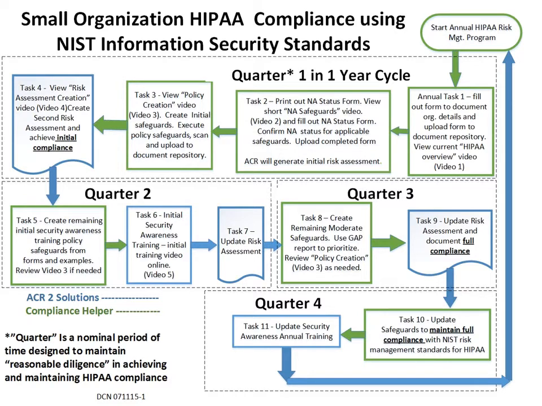HIPAA security rule compliance using the NIST standards is a cyclical process. The overall cycle of 11 tasks is shown here. For convenience, the more or less annual cycle has been divided into 4 quarters. A given set of tasks may take more or less time than this, depending on the complexity of the situation and available resources.